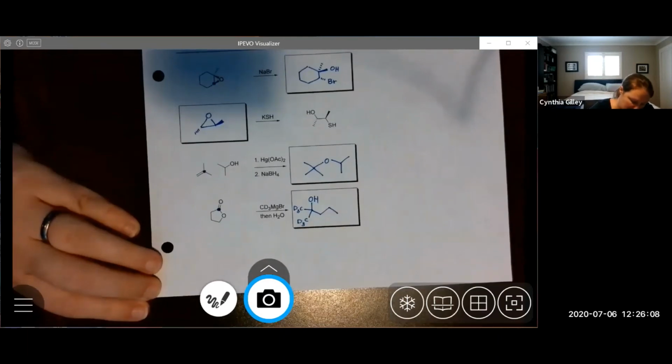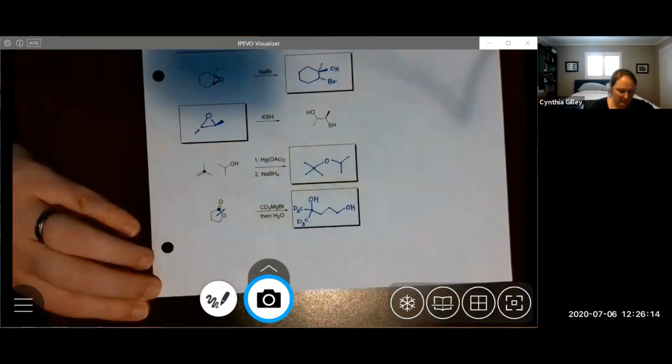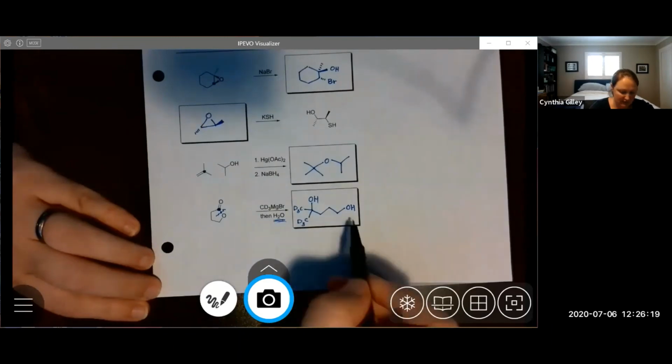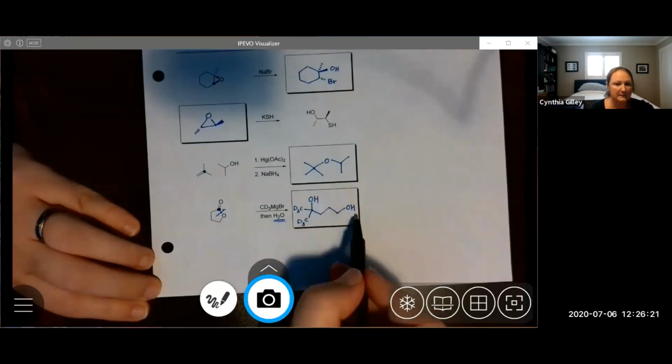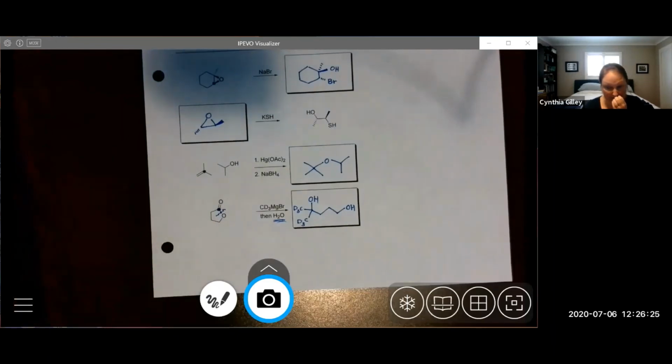And then we will have broken this bond through the loss of a leaving group. We'll go ahead and add alcohol. We did not use deuterated water, just regular water. So the hydrogens in that. That's the end of the activity. Let me know if you guys have questions.